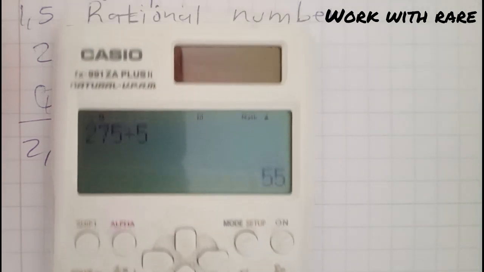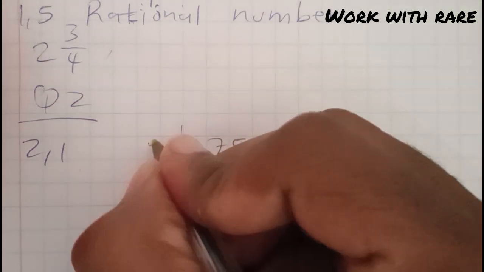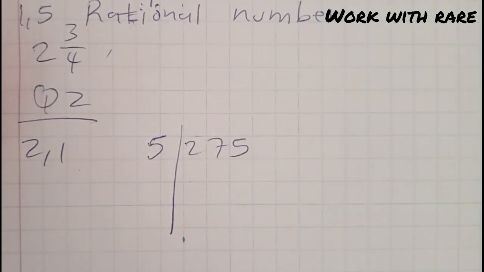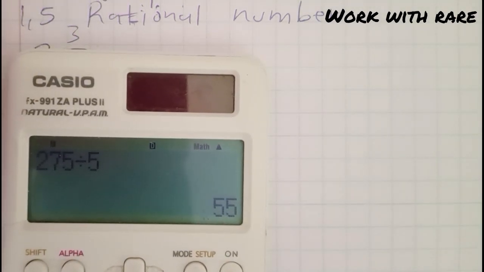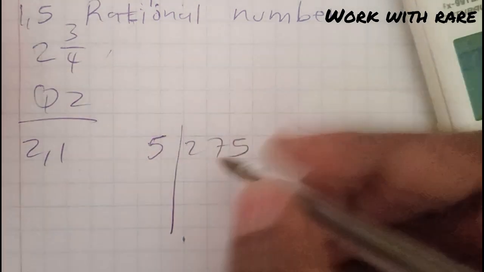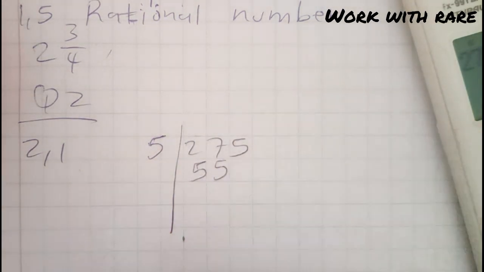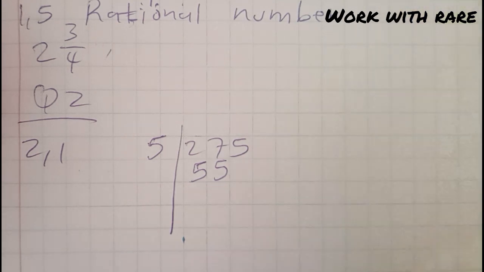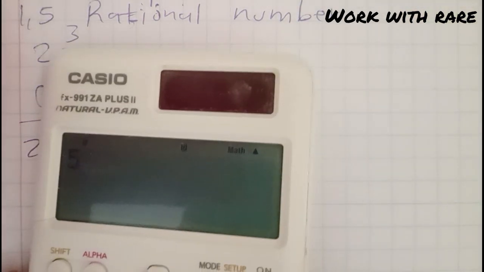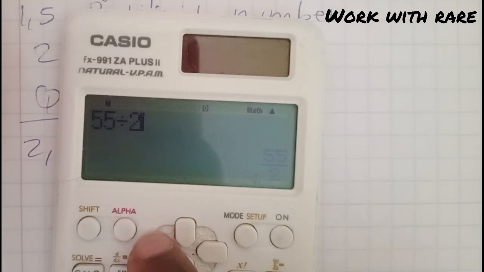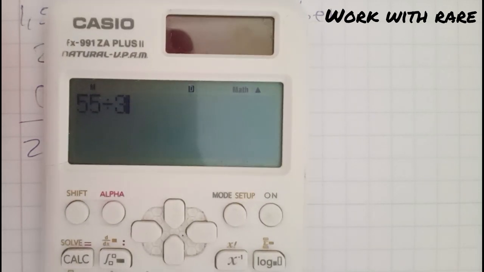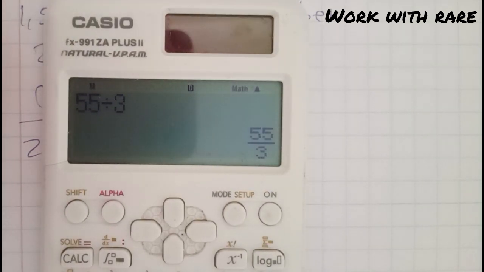So I'll write 5 here, okay? 275 divided by 5, it's 55. So here I'll write 55. After I write 55, I will go back again and say 55 divided by 2 gives us decimals. 55 divided by 3 gives us decimals. And I told you I don't want decimals. No, I want the real factors.